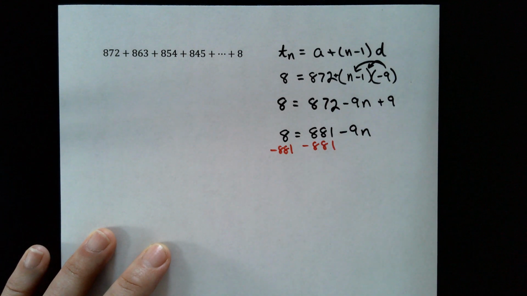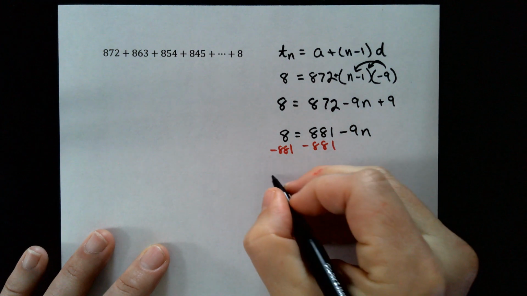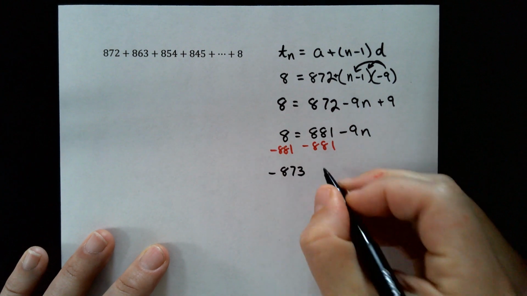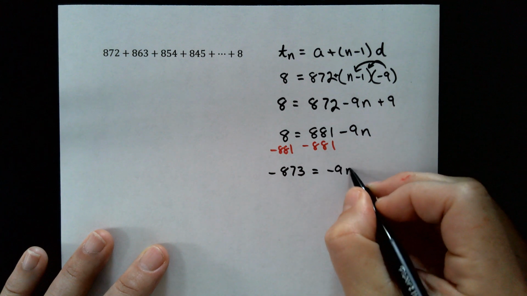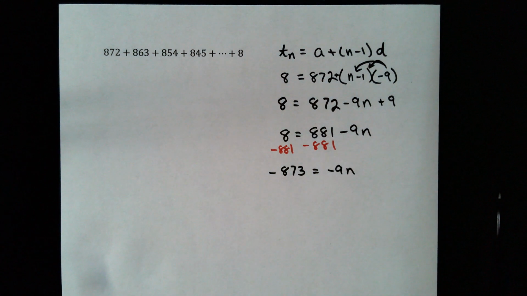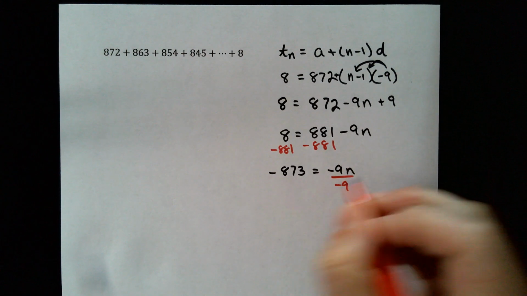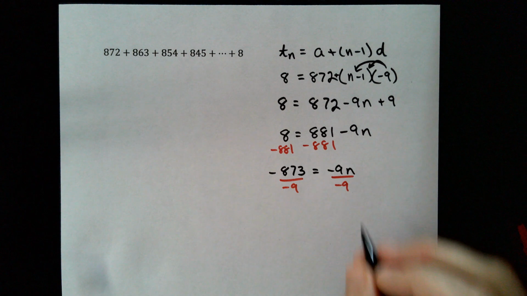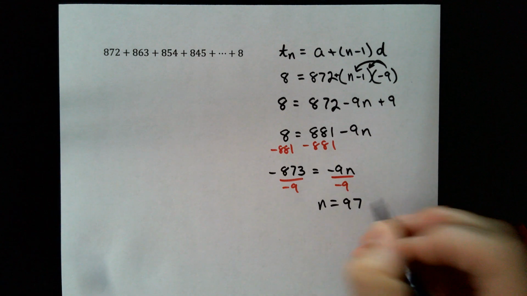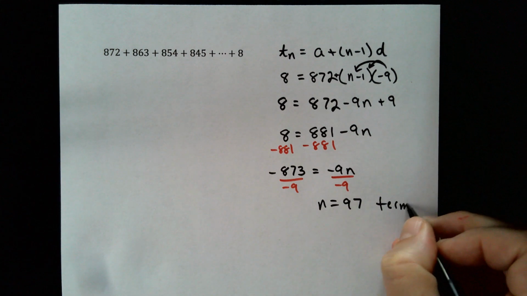Now I need to move this over, so I need to subtract 881 from both sides, and that will give me negative 873 is equal to negative 9n. And then if I divide by negative 9, that will give me n is equal to 97. So we have 97 terms.